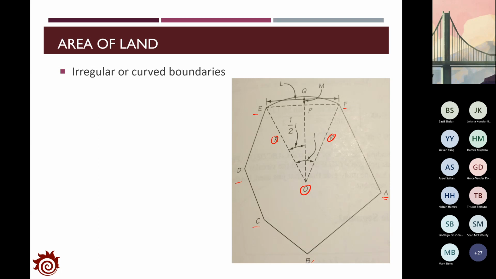areas covered by these boundaries. For the parts with straight lines, if we only consider A, B, C, D, E, F with straight lines, then that will be straightforward. You can apply the coordinate method to find out the areas in that region.